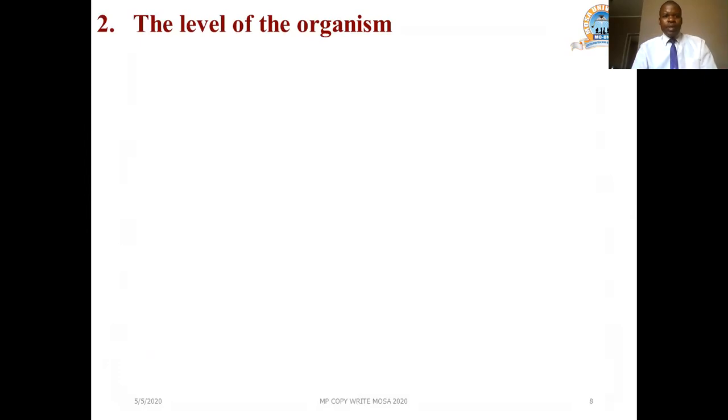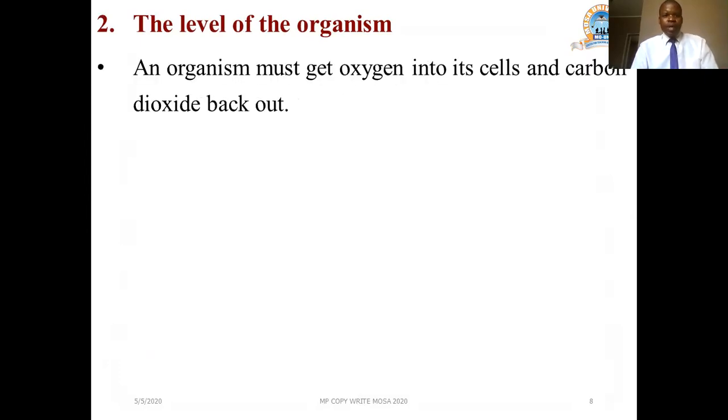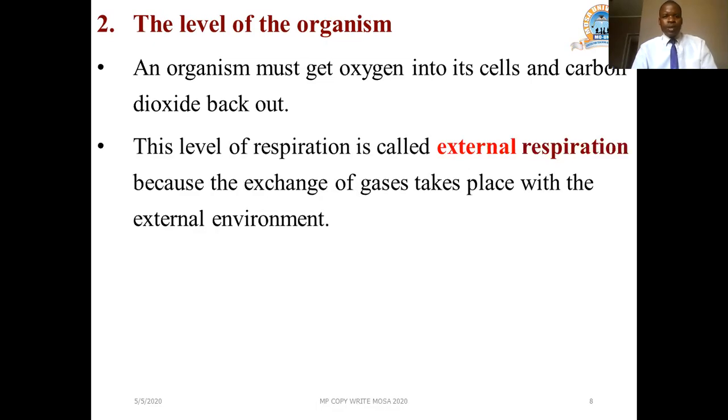The second level is the level of the organism. An organism must get oxygen into cells and the carbon dioxide back out. So we're saying an organism has to get oxygen into the cells, and carbon dioxide is supposed to come out of the cell. This level of respiration is called external respiration because the exchange of gases takes place with the external environment.